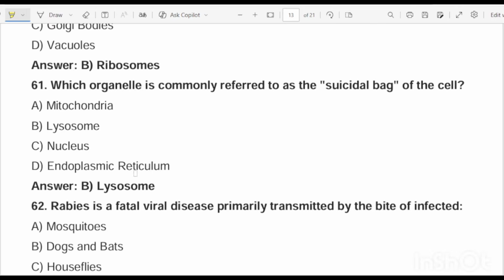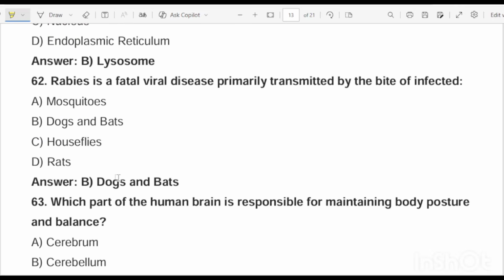Next question. Which organelle is commonly referred to as the suicidal bag of the cell? Correct option, option B, lysosome. Next question. Rabies is a fatal viral disease primarily transmitted by the bite of infected? Correct option, option B, dogs and bats.